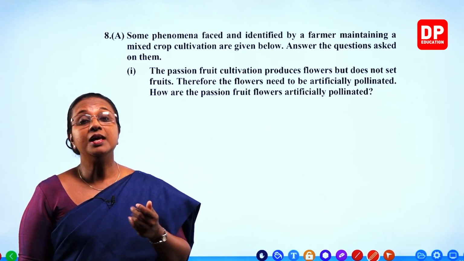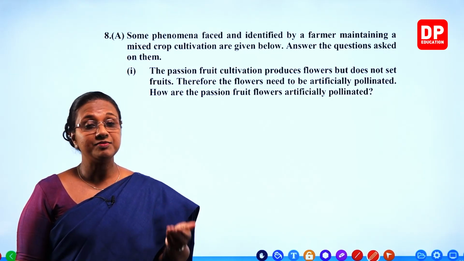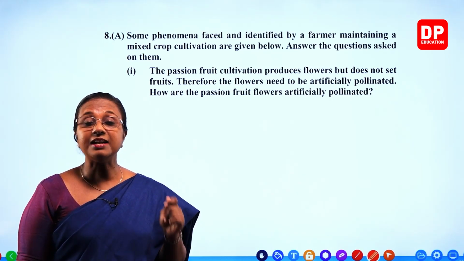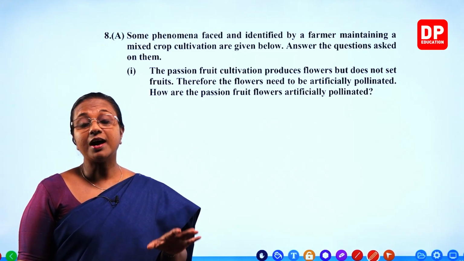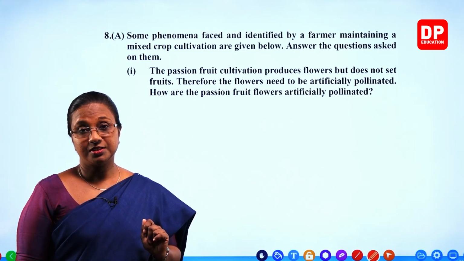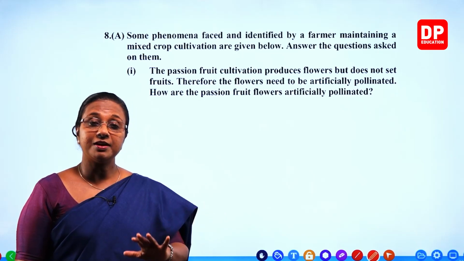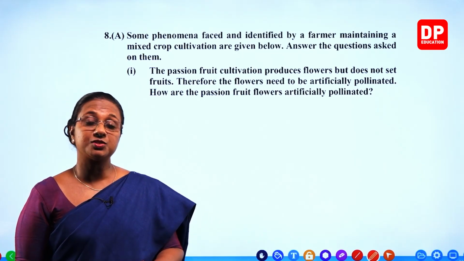For example, the legume plants. In them, the rhizobium bacteria lives as a symbiotic organism and that fixes nitrogen. Because of that, the soil where the legume plants grow is rich in nitrogen. So, like that, there are different plants. Some use up minerals more and some provide minerals to the soil.